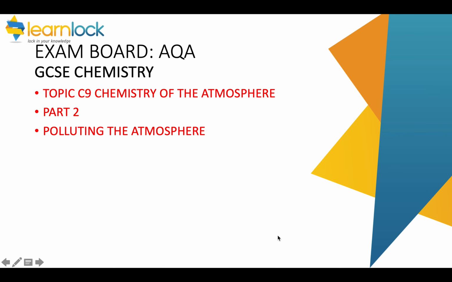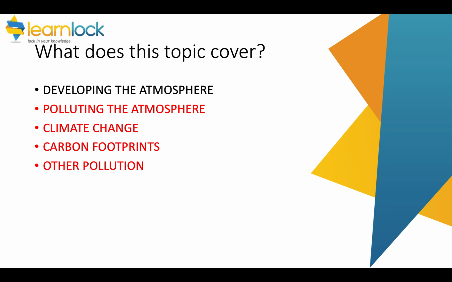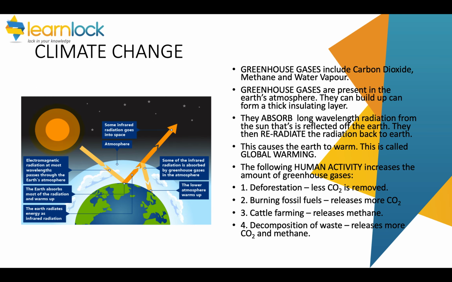Hello and welcome to the GCSE Chemistry tutorial for topic C9, Chemistry of the Atmosphere. This tutorial will cover part 2, Polluting the Atmosphere. We'll be looking at climate change, carbon footprints and other pollution. First of all, climate change.